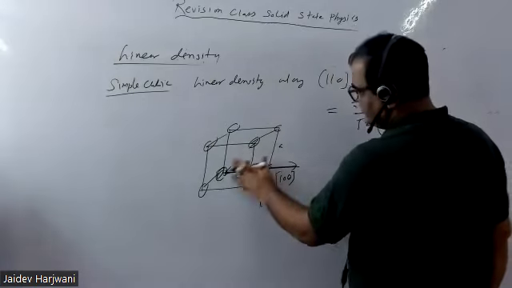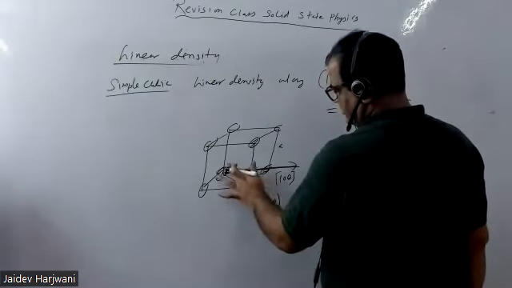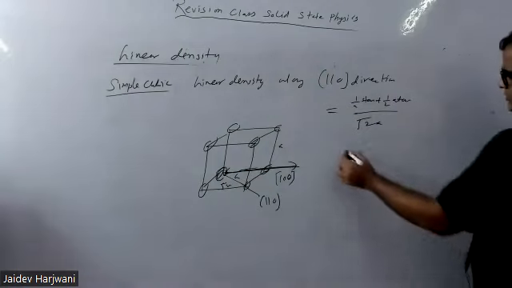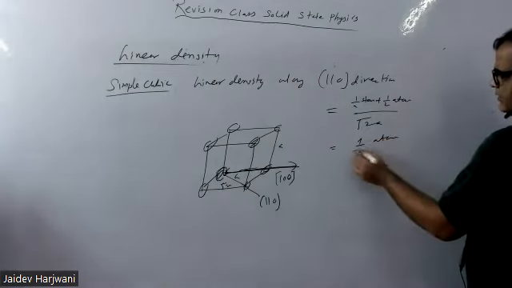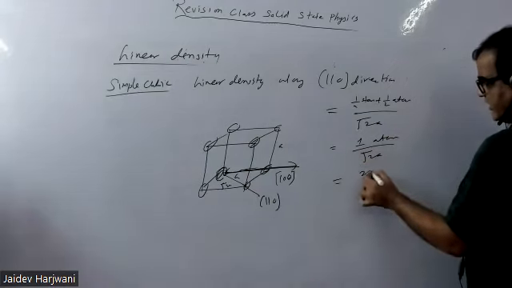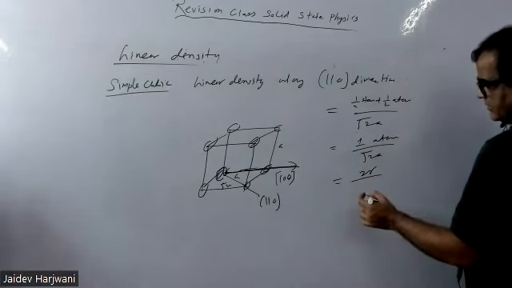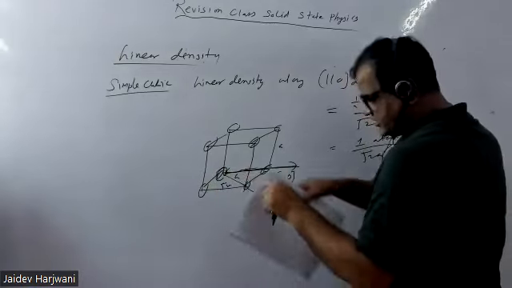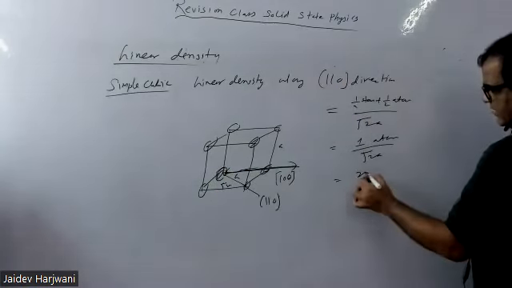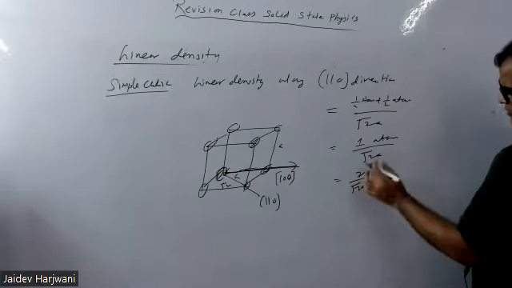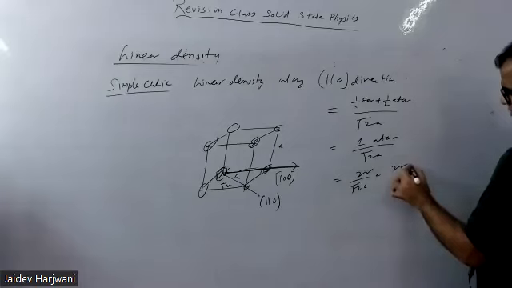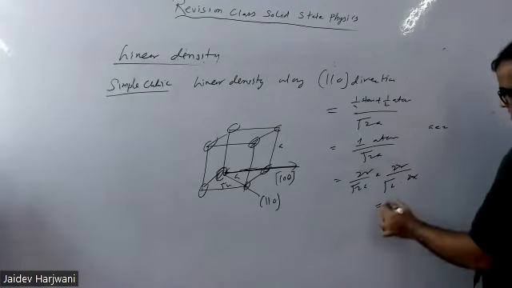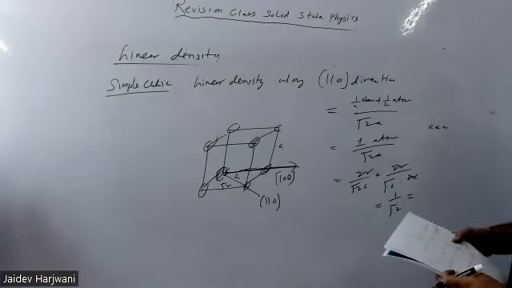We are calculating 110, no? So this is 110, and this is root 2a. So 1 atom upon root 2a, and 1 atom is again 2r. Now in the cubic system, all these atoms are touching each other. So again you have 2r upon root 2a, and root 2a is equal to 2r. So this is 1 by root 2.